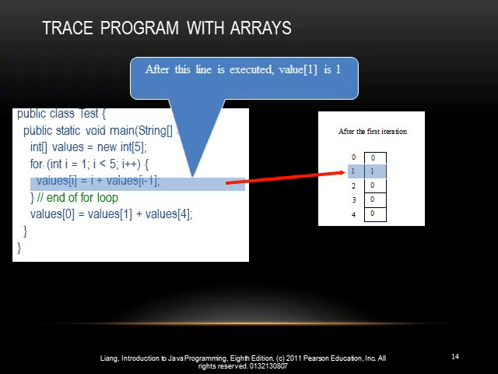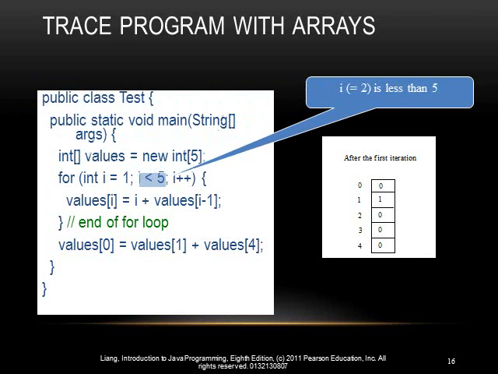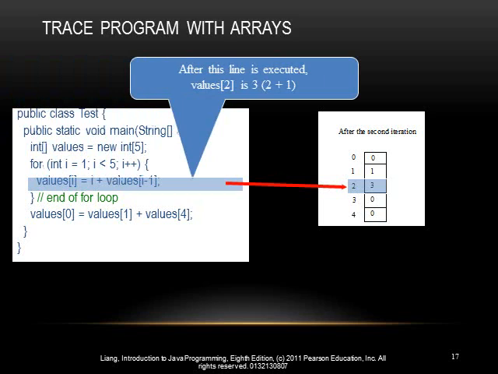We execute the loop and set the value for values indexed by 1 to 1. What will be the value of values indexed 2? The loop increments I. Our condition is tested and it's still true, so we'll execute the loop body once again. I is equal to 2, and the previous element's value is 1, so 2 plus 1 is 3.